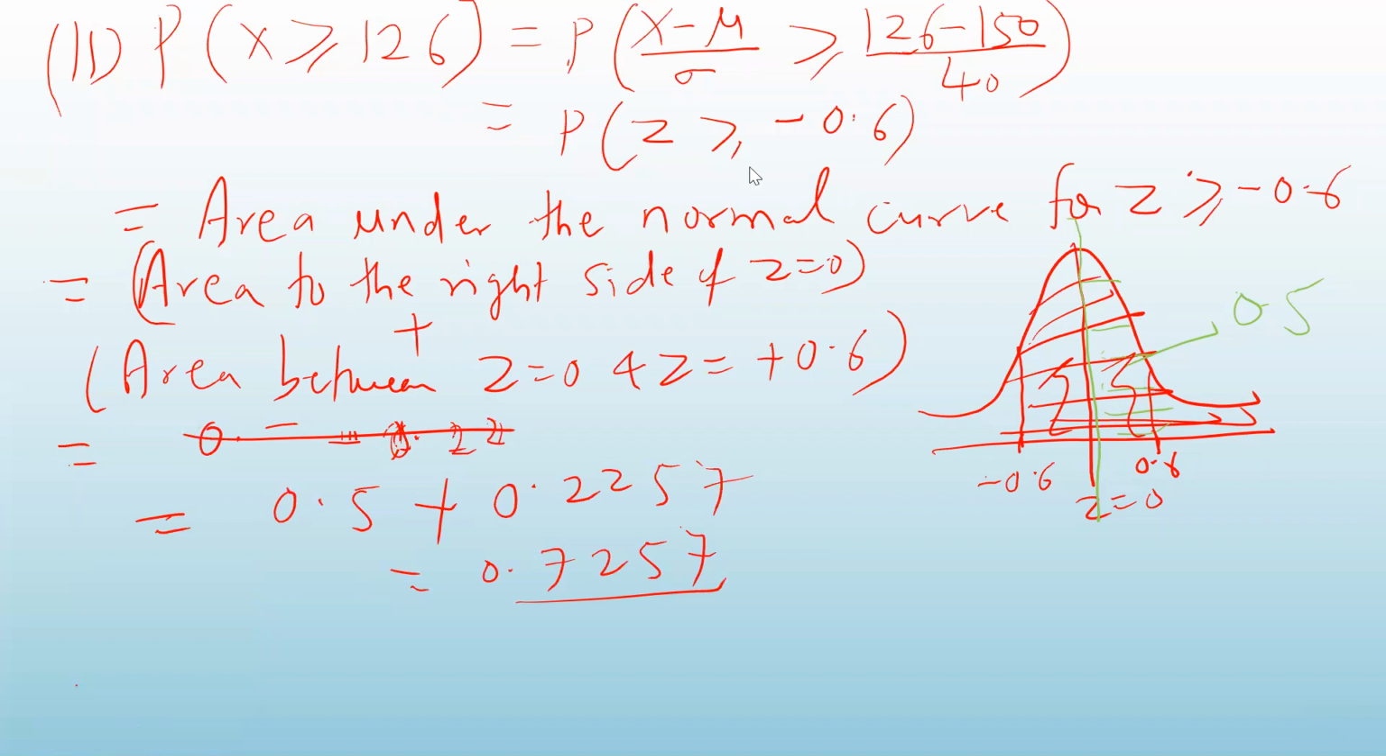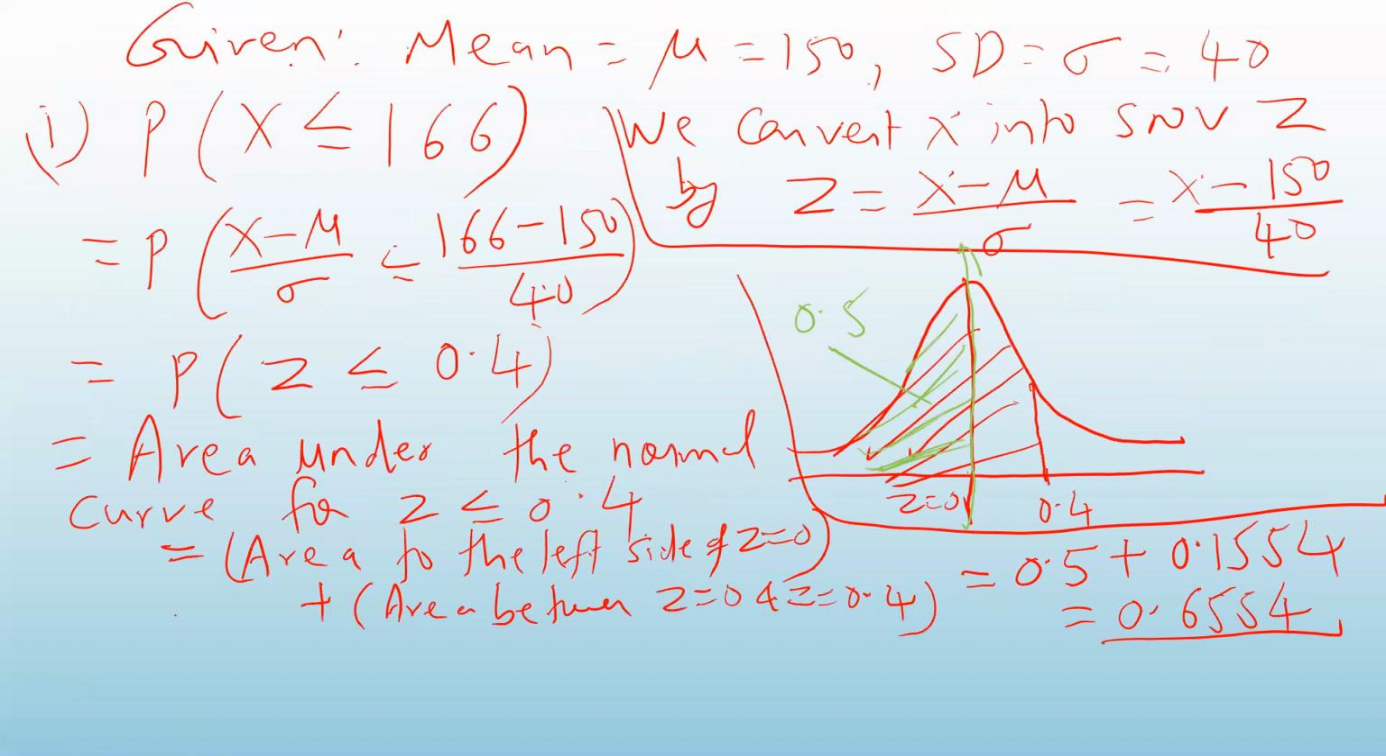Now let us see the next one. The next problem is to find the probability of x greater than or equal to 178. I think, let me just check. X greater than or equal to 178.